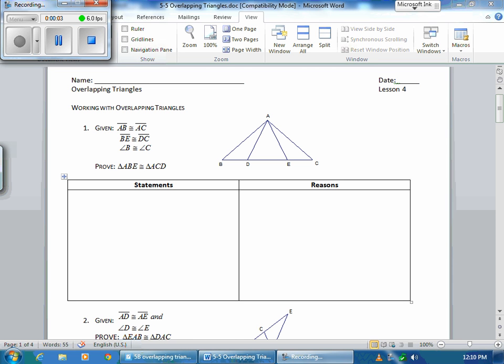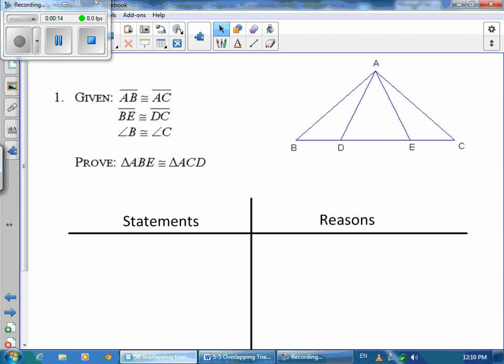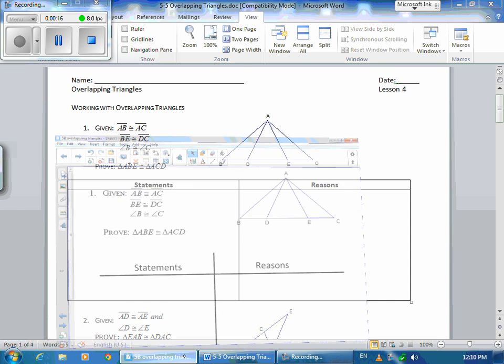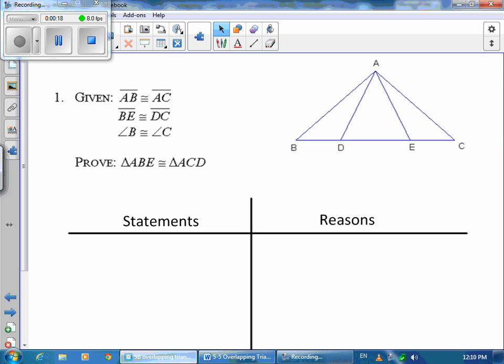Everybody. Today we're going to be talking about overlapping triangles and proofs in overlapping triangles. So first, make sure that you're on lesson 4. It looks like this. Okay. And we're going to start with this first one.